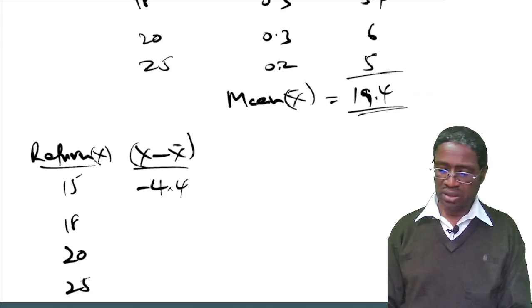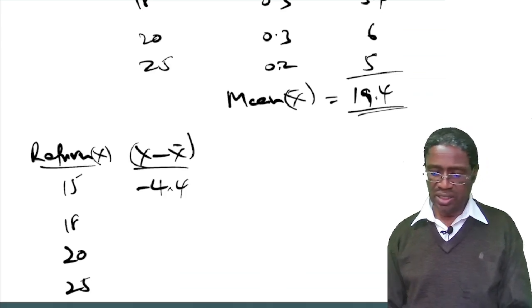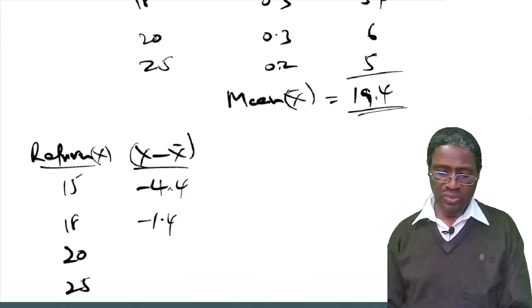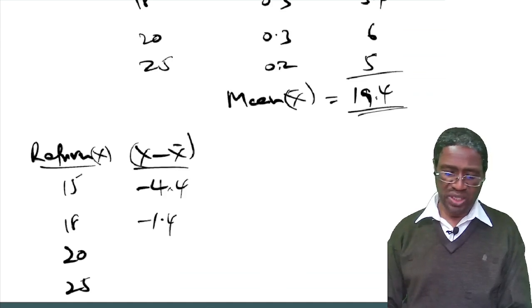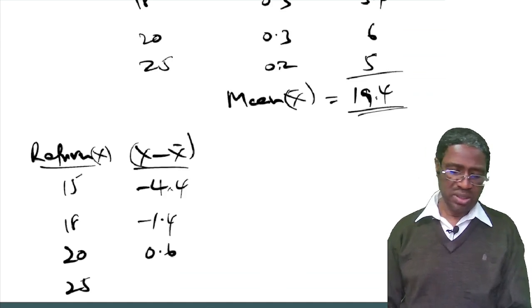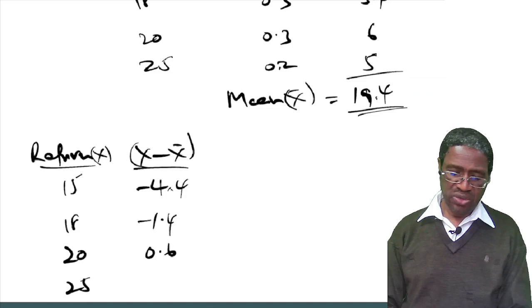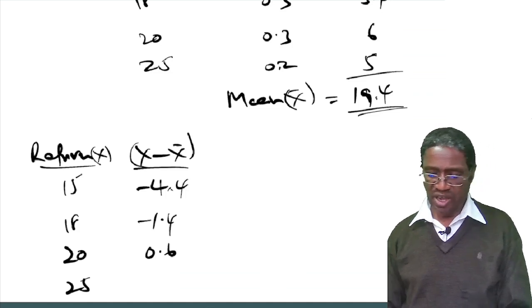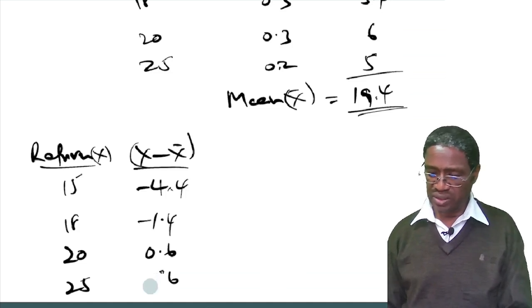Second return, 18 minus 19.4. That's negative 1.4. Then we go to 20 minus 19.4, that is positive 0.6. Then the last one, 25 minus 19.4, that's positive 5.6.